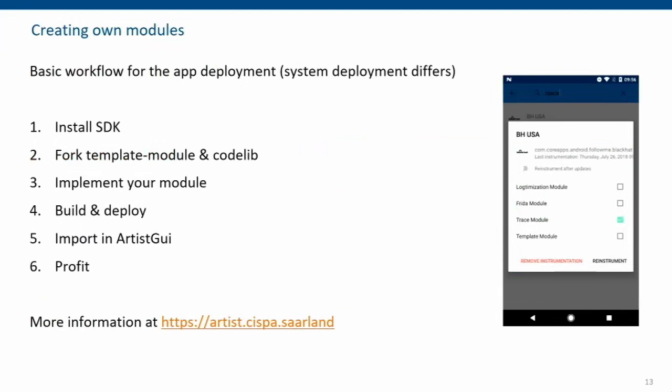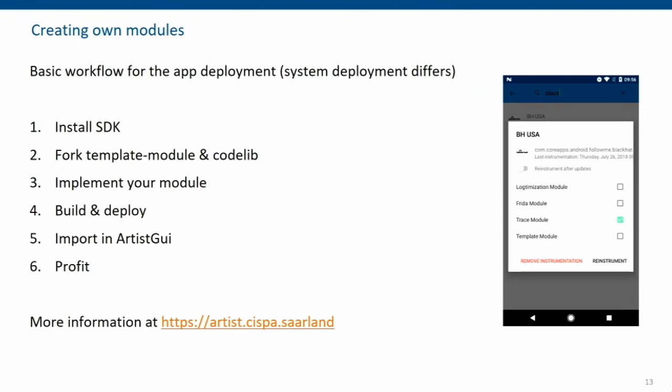So we created a module SDK. Essentially, it's something like 60 megabytes. You can download and install it. And then we have a template module and codelib available. You can just start from that and create your own logic. And after that, we have a ready-made build script. You just have to hit make, and it's done. And it creates a zip file, and this one can be imported into Artist GUI.